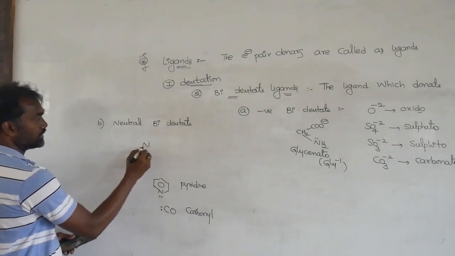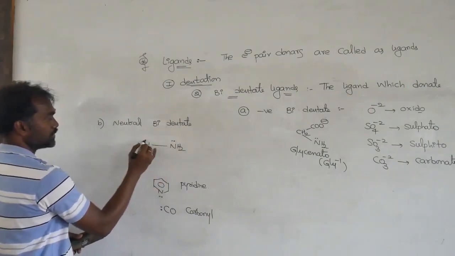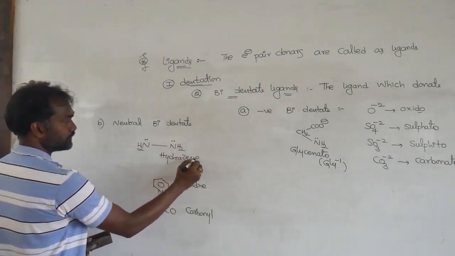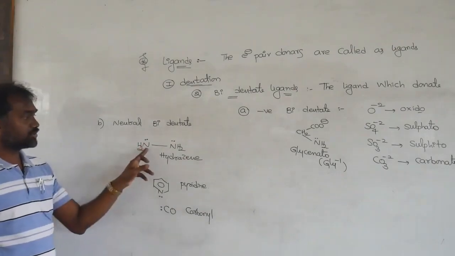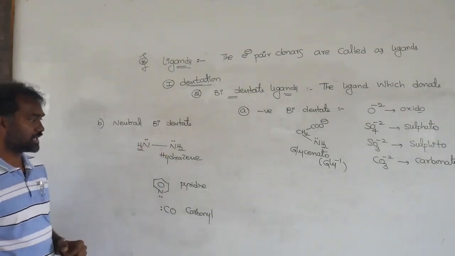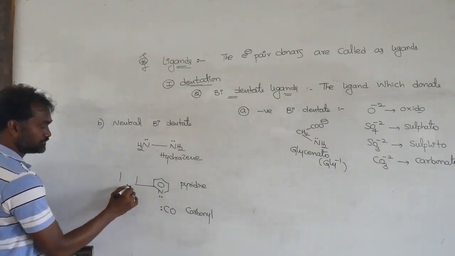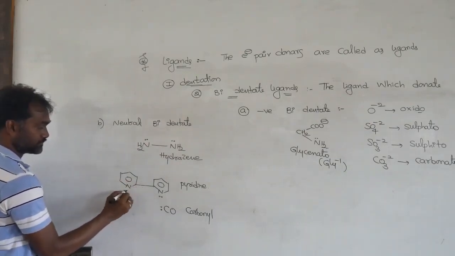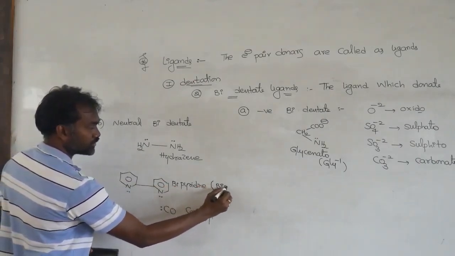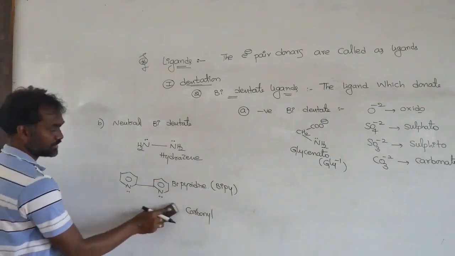So that means what? NH2 single bond NH2. So it has two nitrogens, two lone pairs. These two lone pairs are donated. So pyridine is there. So one more pyridine you add. So this is a bipyridine. So simply they will show in future bipy. So bipy means a bipyridine, like that.